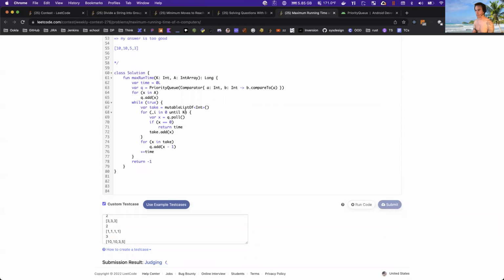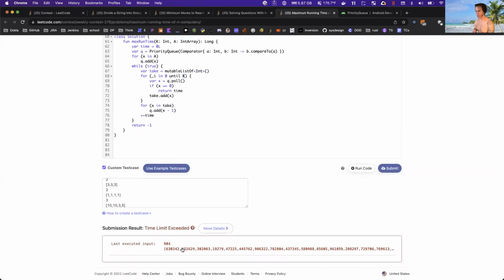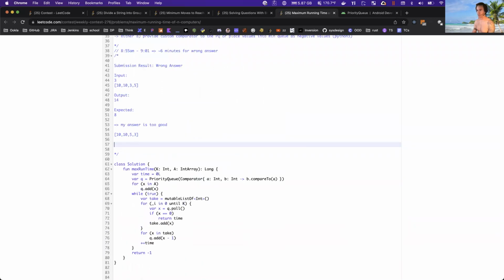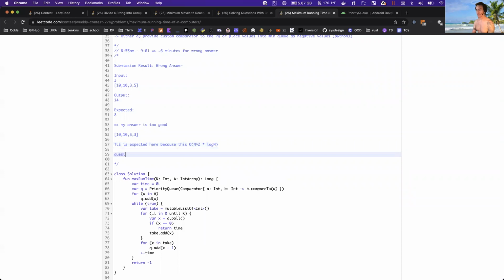Let's see what happens. Now I think it's going to TLE because k can be big, right? So this is a quadratic operation on top of logarithmic. Okay. Yep. So that was expected. TLE is expected here because it's O of n squared, which is quadratic times log n. Okay. So the key question then is how to improve this runtime to n times log n. That's the key question. Okay, let me take a break. I'll be right back.